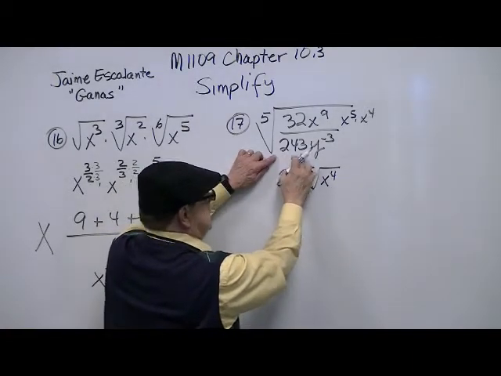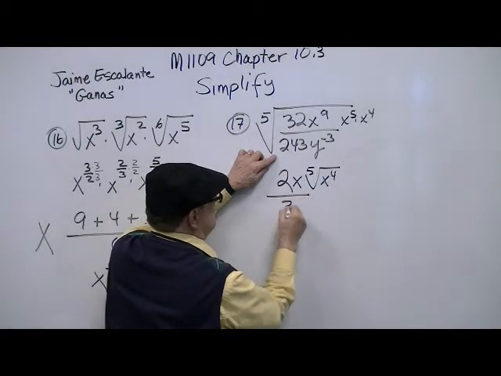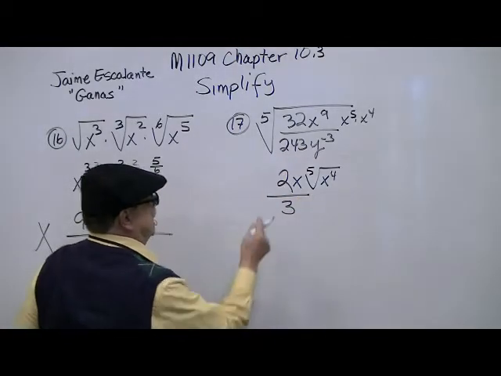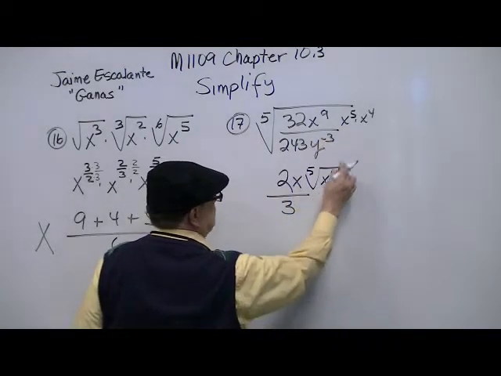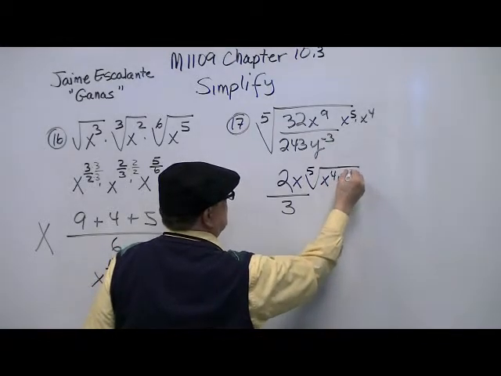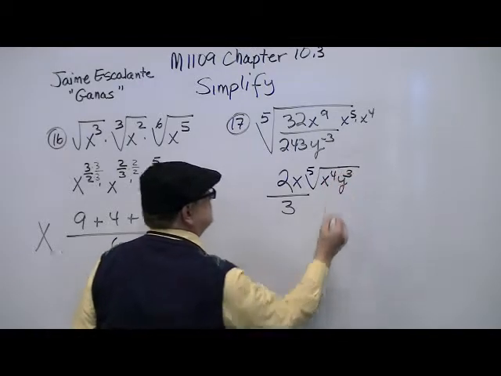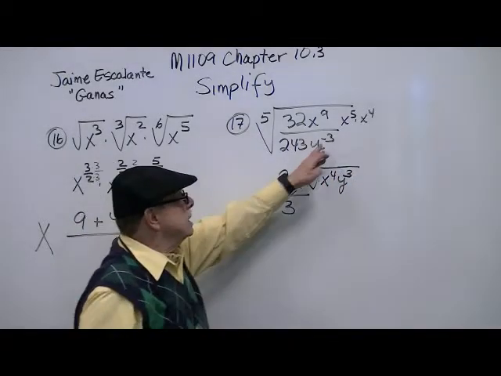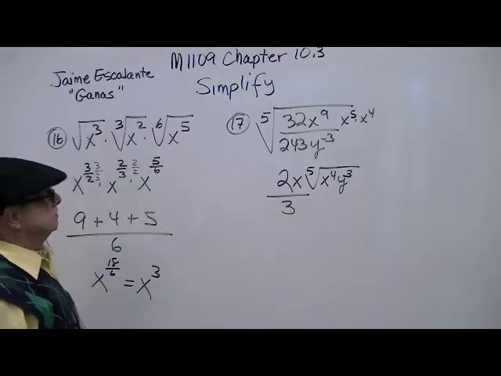Now this one is a perfect fifth. This happens to be a 3. And this with the negative exponent is actually just going to go up to the top here as y to the 3rd. There you go. Just bring it up to the top. And that's the answer.